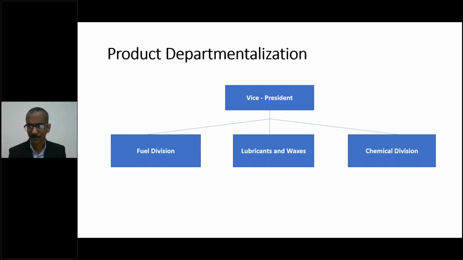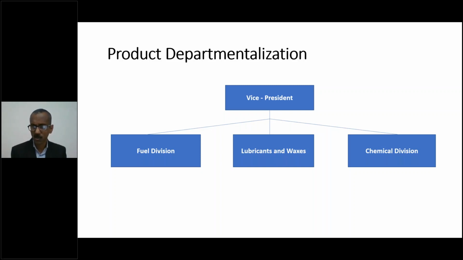Now you may have one doubt. Functional departmentalization, okay. Production, marketing, finance, HR, okay. If there are more number of products, then there will be confusion. If there are more number of products in a functional department, coordination problems may occur. So in that case, what should we do? Probably the answer is product departmentalization. You organize based on product. For example, in this case, there is a vice president. Under vice president, there are three divisions: fuel division, lubricants and waxes, chemicals.